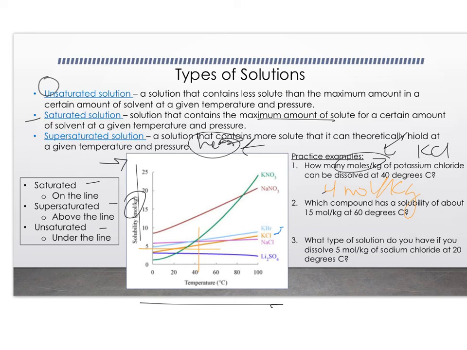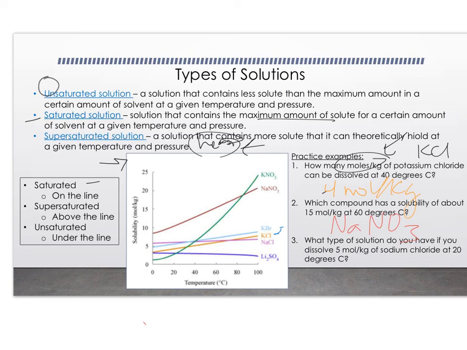The next one is asking which compound has a solubility of about, let's see, 15 moles per kilogram at 60 degrees Celsius. So again, we need to go to our 60 degrees Celsius, just make a line straight up, do the best you can, and then you look over at the 15, we make another line. Oh, so this is the only one that's really close, which is going to be our sodium nitrate. So that's its solubility.